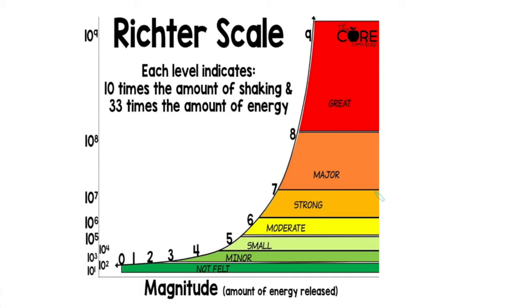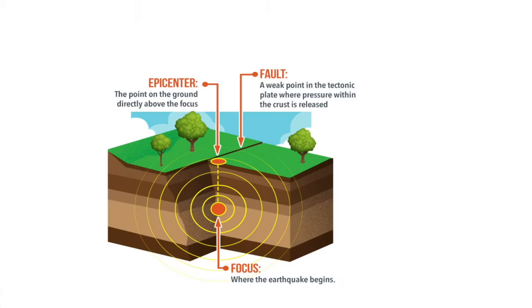Earthquakes are measured on the Richter scale, which is a logarithmic scale from 1 to 10. What that means is every number on this scale is 10 times more powerful than the one before it. So an earthquake that measured a 7 is actually 10 times more powerful than one that measured a 6, and 100 times more powerful than a 5, and so on and so forth.